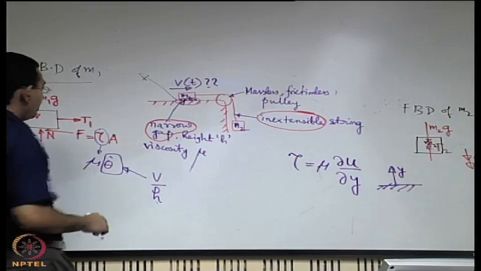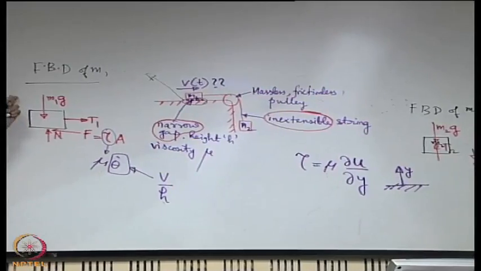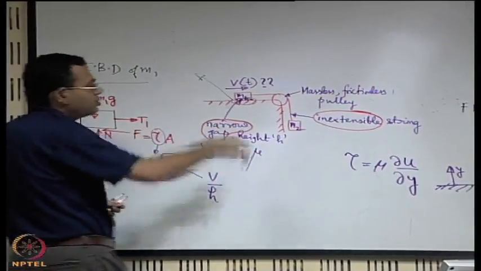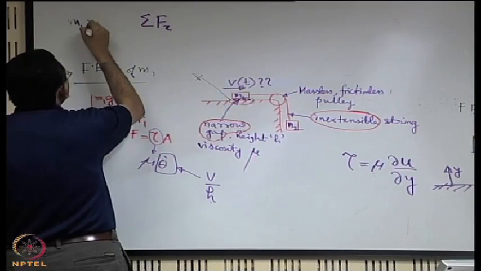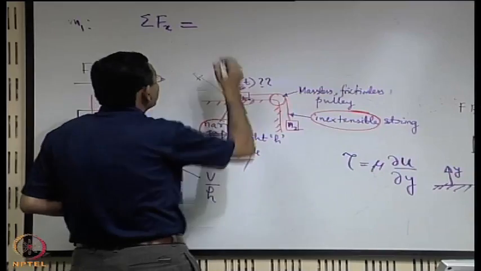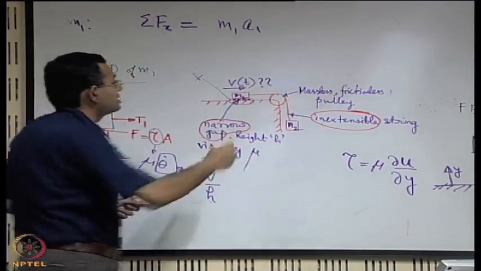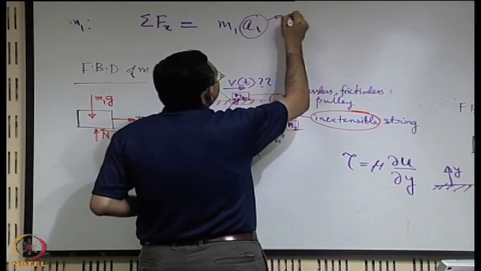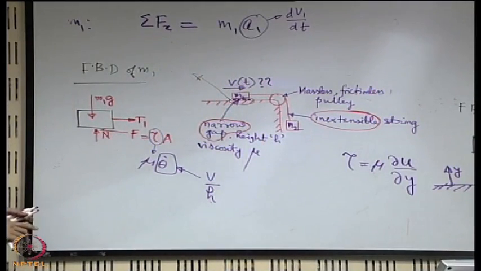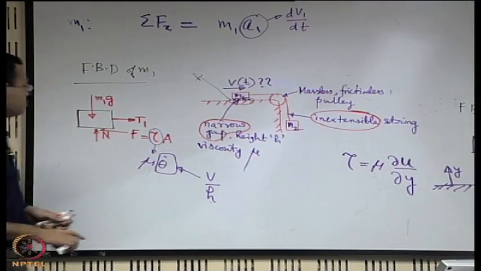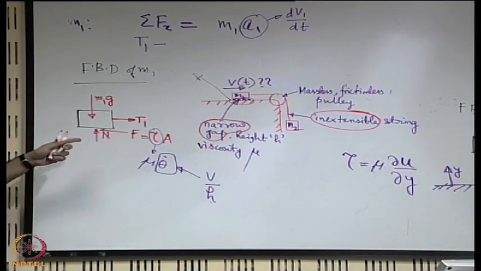So for the block M1, of course along the y direction it is in equilibrium, so N equal to mg, that is not a part of the requirement of the problem. So we are just writing the resultant force along x for M1 is equal to M1 into the acceleration, that is a1, that is nothing but dV1/dt. So resultant force along x is T1 minus F.